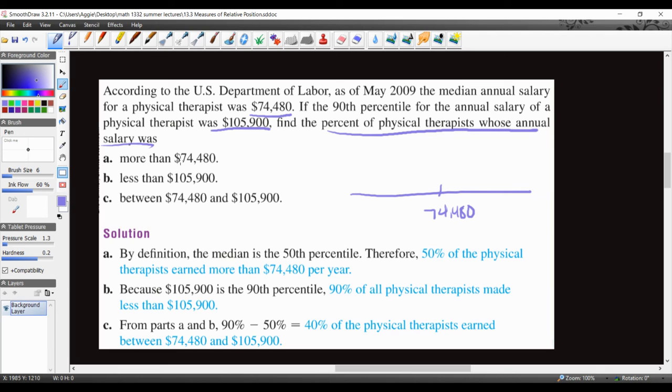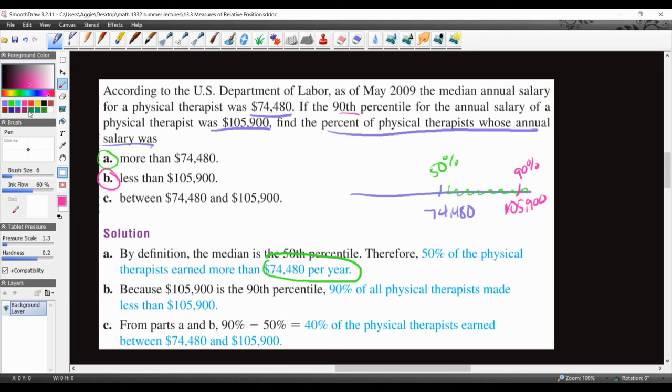If you make more than that, that would be A. If you make more than this, that would be the middle. So this would be your 50%, by the way. So anything more than that would be more than 74,480. Does that make sense? So there's A. For B, less than 105,900. So that's somewhere over here, 105,900, and it tells us that that is our 90th percentile. So this is 90% right here.